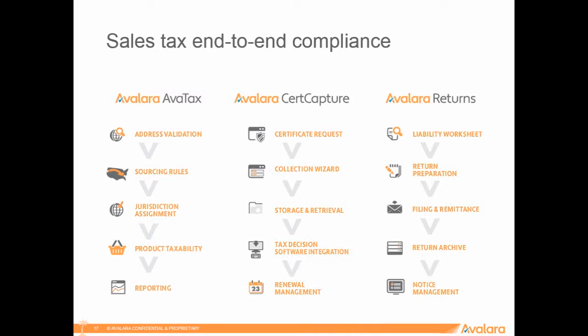The next solution would be Cert Capture. Cert Capture is our exemption certificate management solution. It works seamlessly with Avatax. It allows you to send out certificate requests. So if you need to get an exemption certificate from a customer, you just send out a request from there. It has a collection wizard, which allows you to send out multiple requests to get all of the certificates sent right back to the solution. It makes it super easy for your customer to fill out. They click a link, and it does everything from there.